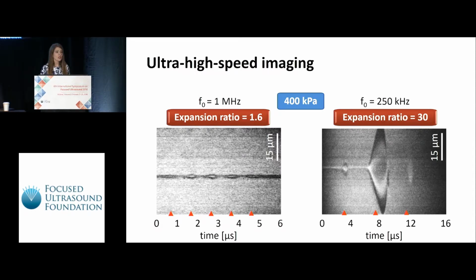Here what you can see are streak images that represent the diameter of the microbubble as a function of time. For the 1 megahertz, if we calculate the expansion ratio from this image, the expansion ratio is about 1.6. But when we use the same peak negative pressure of 400 kilopascal, but just use a lower frequency, the 250 kilohertz, you can see that the expansion is greatly enhanced and reaches a factor of 30. So these results suggest that not only are microbubble oscillations not reduced at lower frequency, they are actually enhanced.